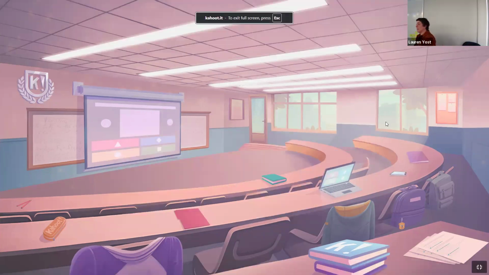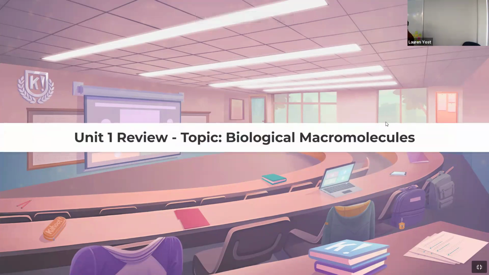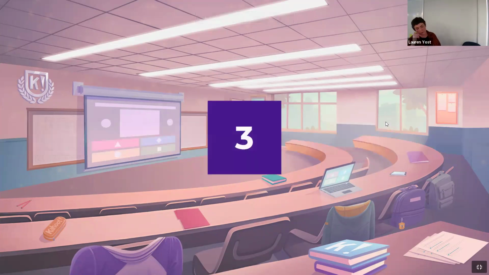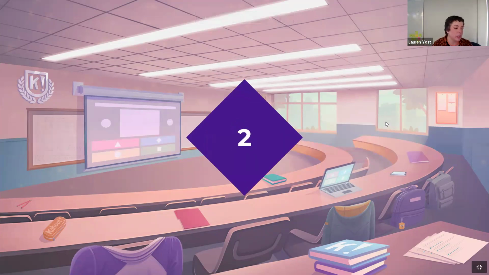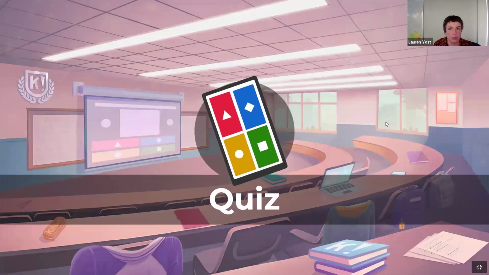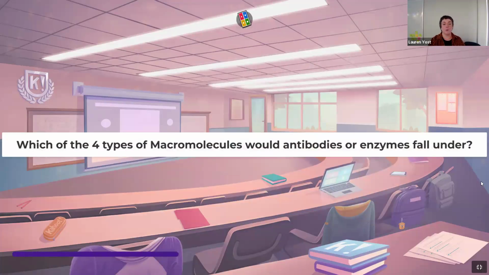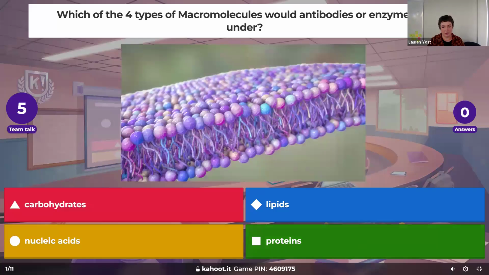All right, so this is your teams. So keep up with your teams. If you didn't get to join in the beginning, there's a code for this still. All right, which of the 4 types of macromolecules would antibodies or enzymes fall under? Here's our pin down here at the bottom if you needed to join later. Would it fall under either proteins or nucleic acids?